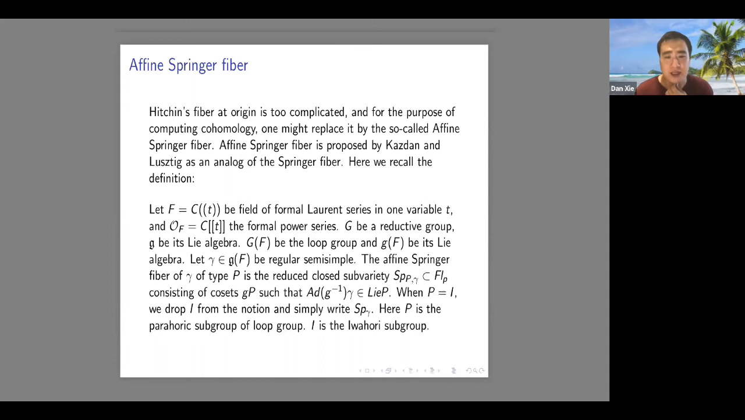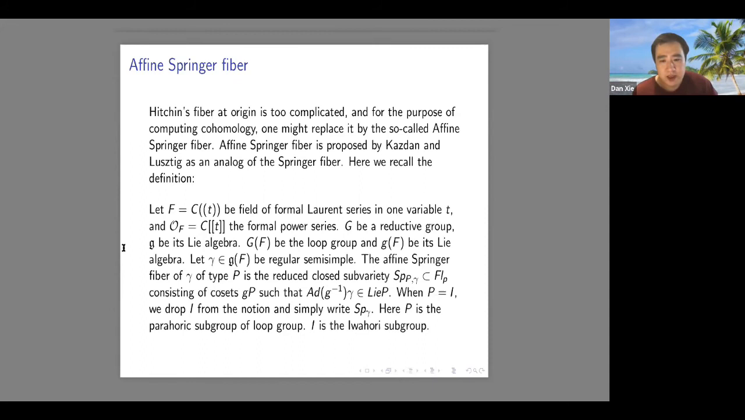Let F be the field of formal Laurent series in one variable t, and O_F be the formal power series. And let G be a reductive group, and small g be the Lie algebra. And for physics, we're familiar with the loop group, and g(F) is the loop algebra, which we're familiar with. This is the familiar affine Kac-Moody algebra, things like that.